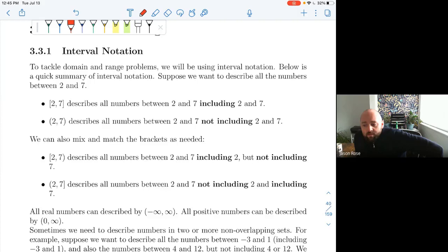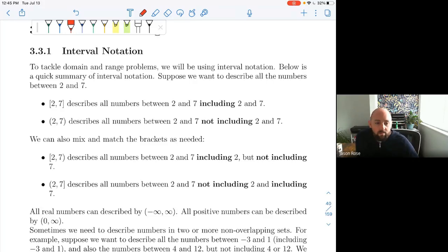Say you're looking at the interval 2, 7. It's been a while. Yeah, we'll recap it quickly here. If you use those brackets, those square brackets with the corners, what you're describing is every number between 2 and 7, but including the two endpoints, including 2 and 7. While if I use the soft brackets, the ones directly below, I'm talking about every number between 2 and 7, but not including the endpoints, 2 and 7.